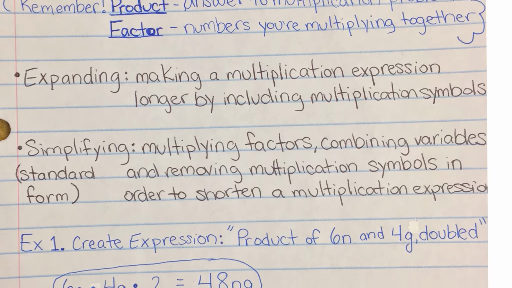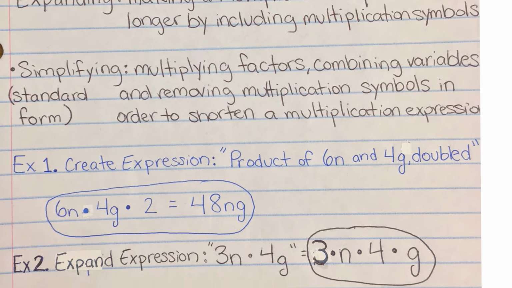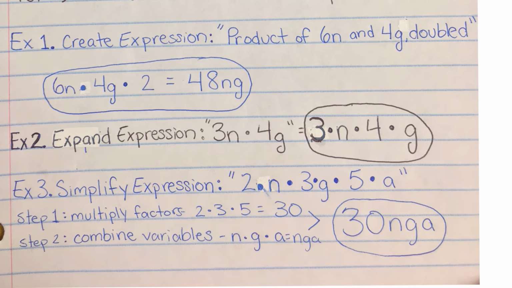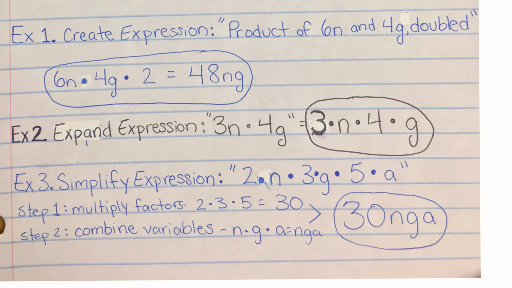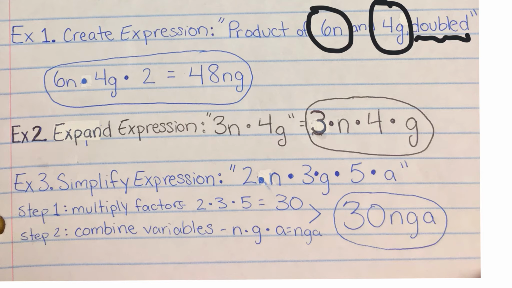So let's take a look at an example that covers all of these new things that we've learned. So example number 1, which we start with, it's going to be our building block. It says to create an expression for these words, product of 6n and 4g doubled. So right away, just like in last lesson, we need to identify the values. So we've got 6n, 4g, and something funny over here. It says doubled. Okay, so we know that those are the values we're working with. And the type of problem we're working with is given away when it shows us the word product. We know product means to multiply.